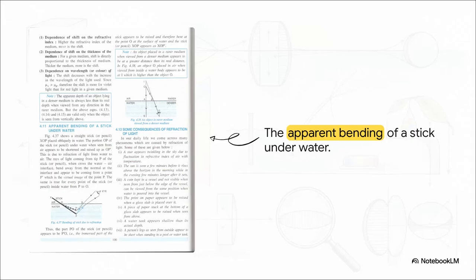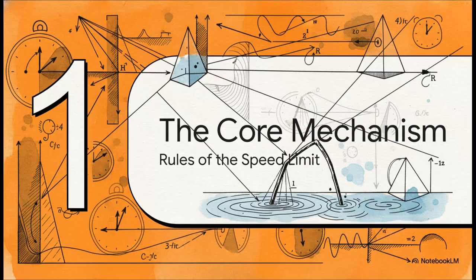Take a look at this. The physical stick is resting down there at the bottom, at point P. But the image we're actually seeing, it's floating way up there at P prime. And I want to validate what you're seeing right now. This is not a glitch in your eyes. Your brain isn't misfiring. This apparent bending is a strict, undeniable rule of physics playing out right in front of you. Section 1. The core mechanism.